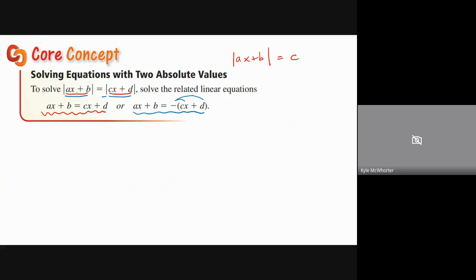So one where the inside equals the other side positive, one where the inside equals the other side negative. It's basically the same process, right? The inside of the left equal to the right, the inside of the left equal to the opposite of the right. One where the right side's positive, one where the right side's negative.